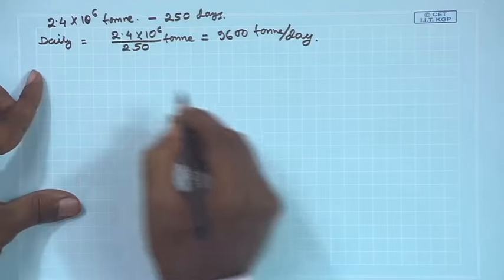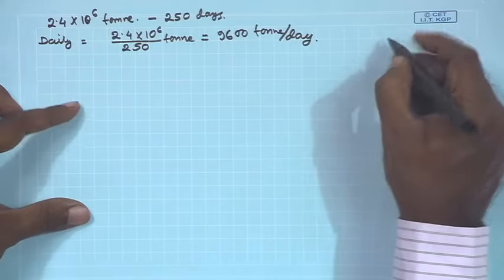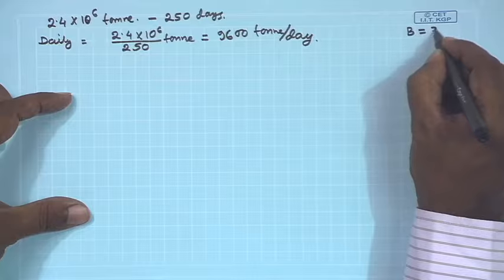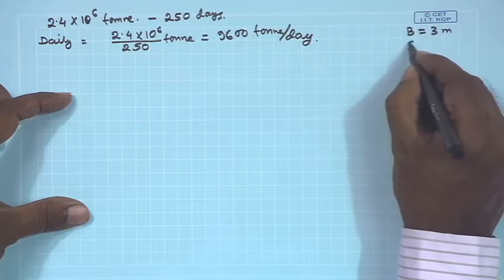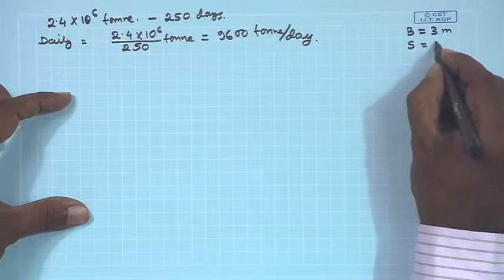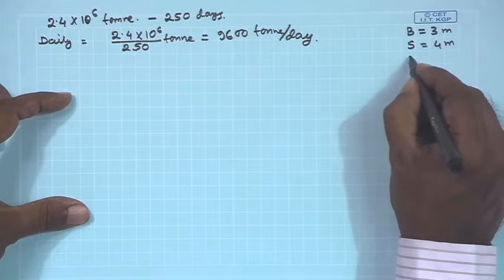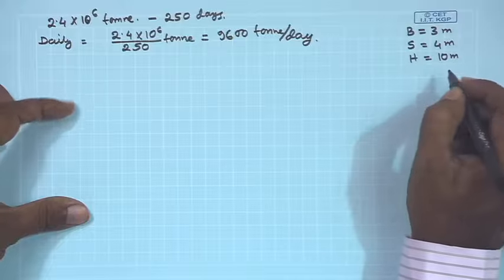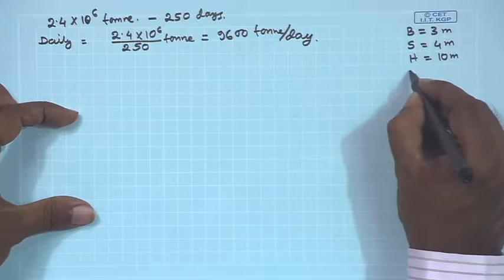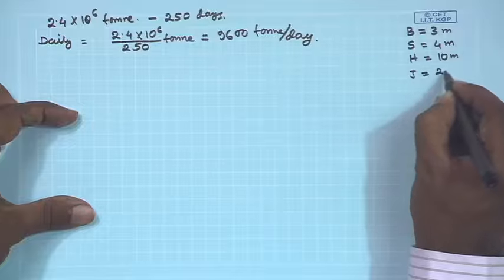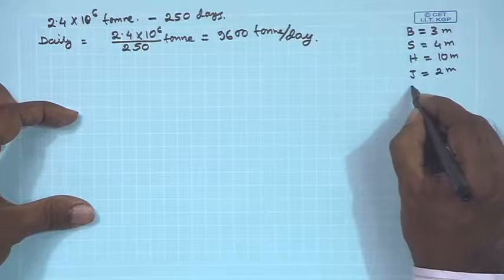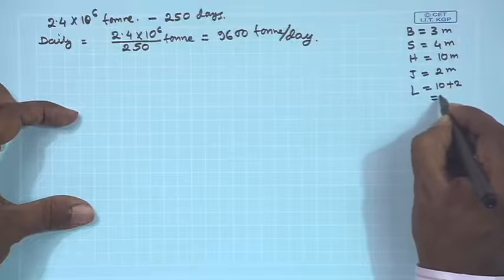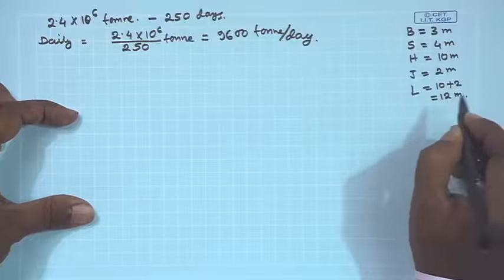Further, our blast design is more or less given here. The burden is 3 meter, the spacing is 4 meter and bench height is given 10 meter. It is also mentioned that subgrade drilling J is 2 meter, which leads the drilling length L is 10 plus 2, that means 12 meter.